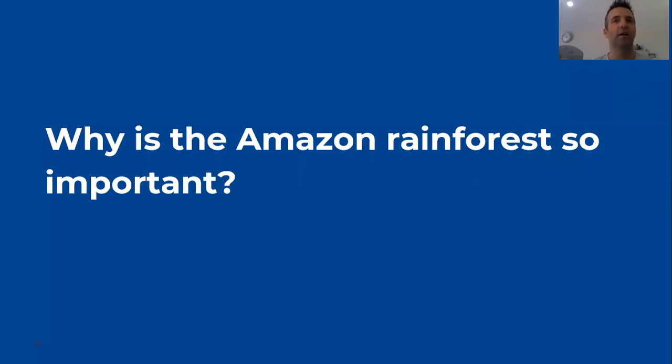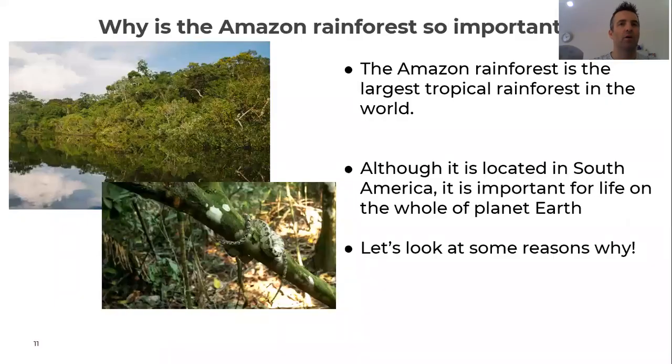Now, as I said earlier, the Amazon rainforest is really important for all life on Earth. And let's have a look at why that is. So we know that the Amazon rainforest is the largest tropical rainforest in the whole world. And although it's located in South America, it's also important for life on the whole of planet Earth. So here are some reasons why.